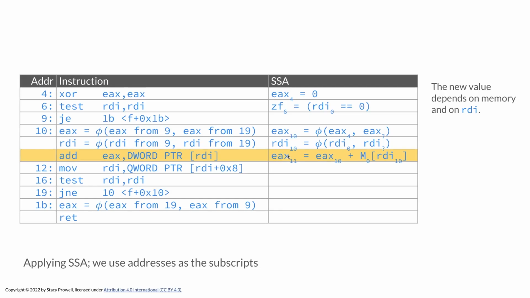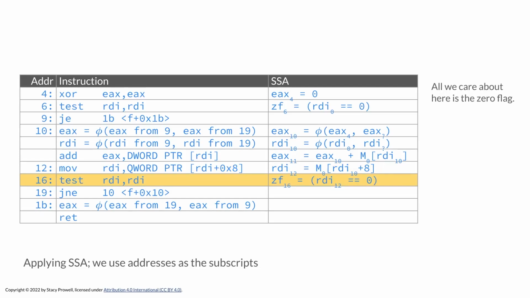So moving on, we go to the next one, which is that move instruction below it, and it references memory as well. And so again, memory hasn't been written to or changed, so it's M sub 0. And it's RDI 10 plus 8, and we're going to put that into RDI 12 because 12 is the address. Then we do a test. Remember last time we did a test, we said, well, the 0 flag is going to be true if this thing is 0. We do the same thing here. So now we have ZF16, which is true if RDI 12 is 0. And then we do that branch.